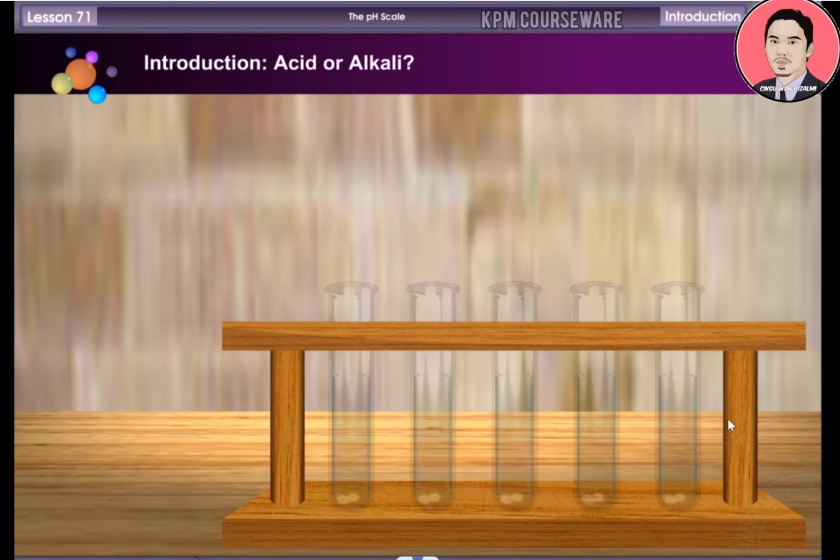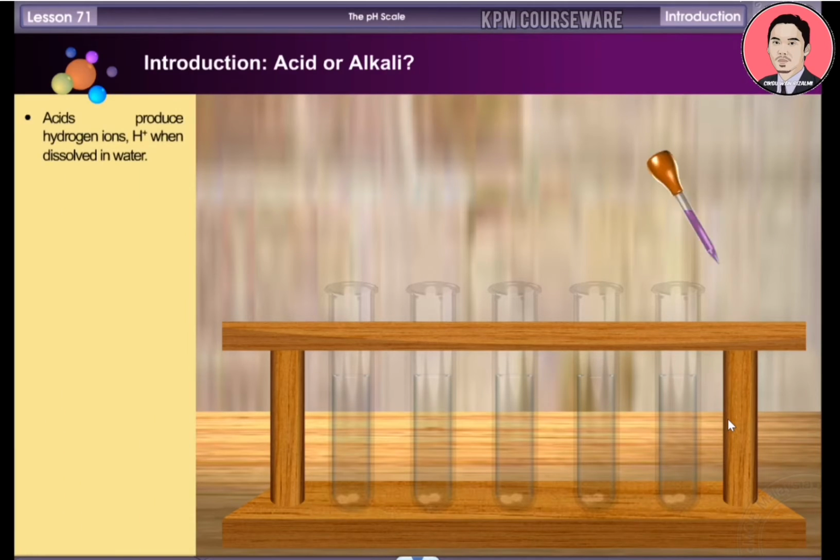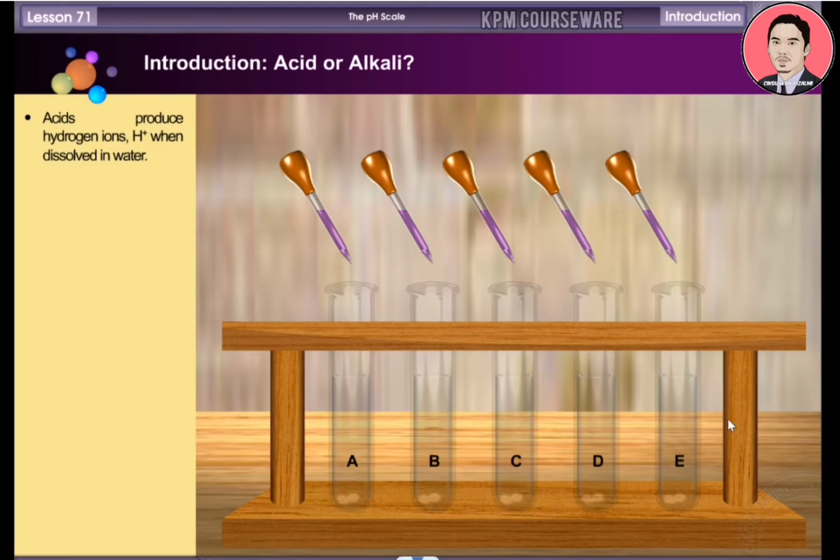We have already learned in a previous lesson that acids produce hydrogen ions when dissolved in water, while alkalis produce hydroxide ions. We can tell whether a substance is acidic or alkaline using litmus solution. Click on each of the droppers to add a few drops of litmus solution to solutions A, B, C, D, and E.